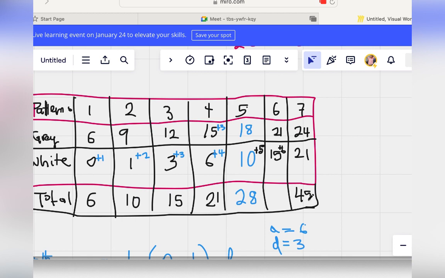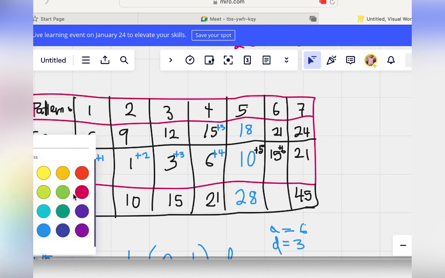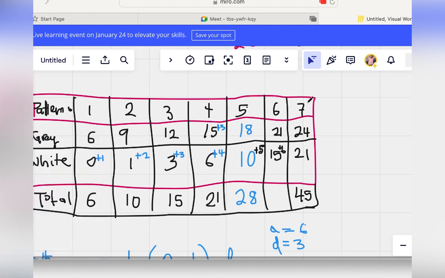So this is what they want you to do. They want you to calculate the total when gray is 24. They want you to calculate this column, this total, when the gray in there is at 24. This is what they want you to do, okay?